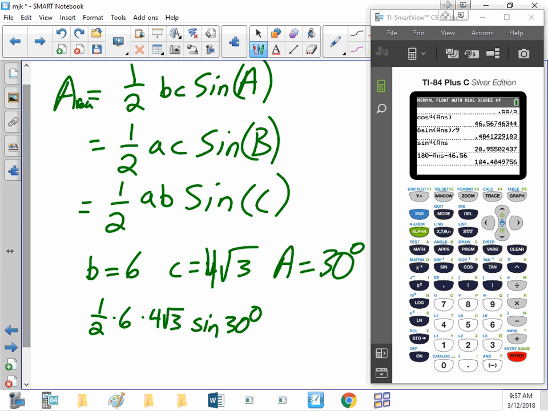What is the sine of 30 degrees? So our first triangle in quadrant 1, what's the height? It's either 1/2 or √3/2. Is the height the long side or the short side? It's the short side, so it's 1/2. So I get 1/2 times 6 times 4 root 3 times 1/2. This 4 cancels both 1/2s, and I'm left with 6 root 3. That's the area of the triangle.